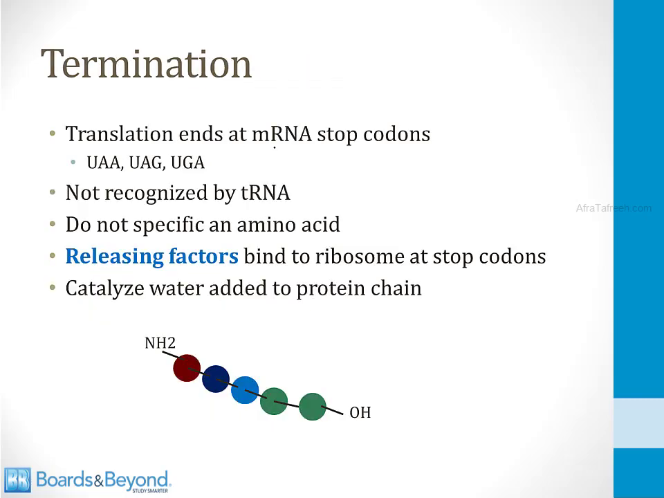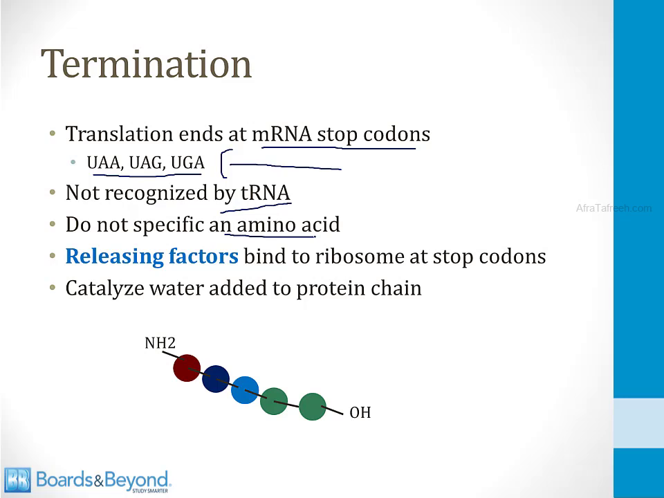Translation terminates when an mRNA stop codon is encountered. There are 3 stop codons, UAA, UAG, and UGA. These codons in mRNA are not recognized by any tRNA molecule. In other words, there is no tRNA molecule with an anticodon to these 3 codons in mRNA.